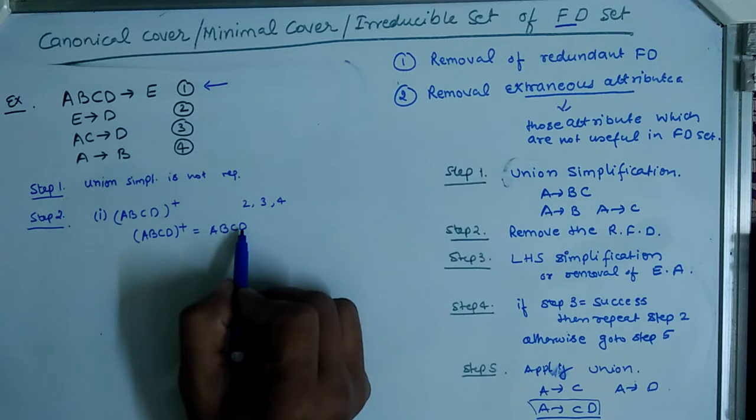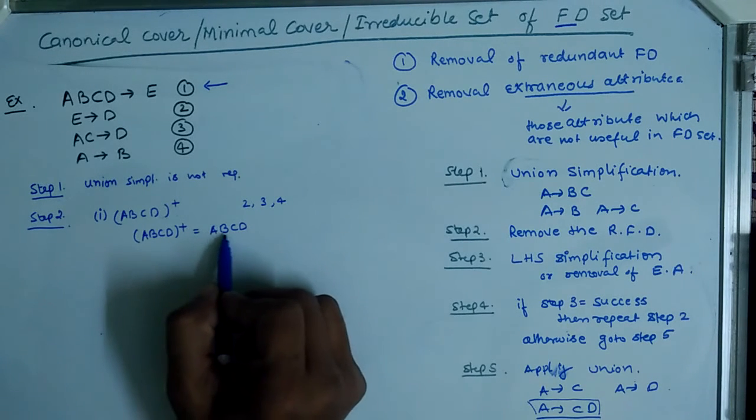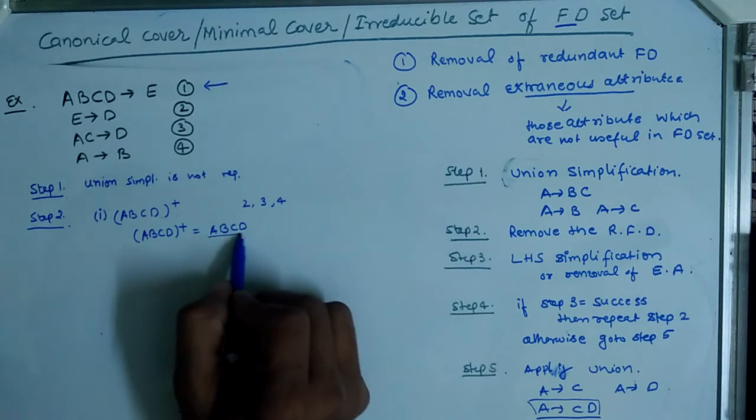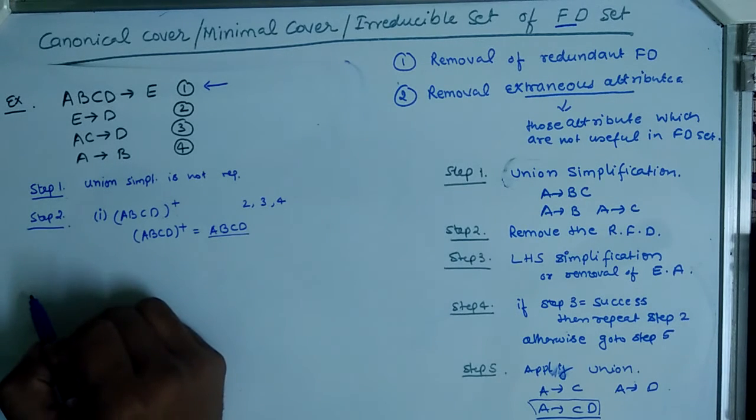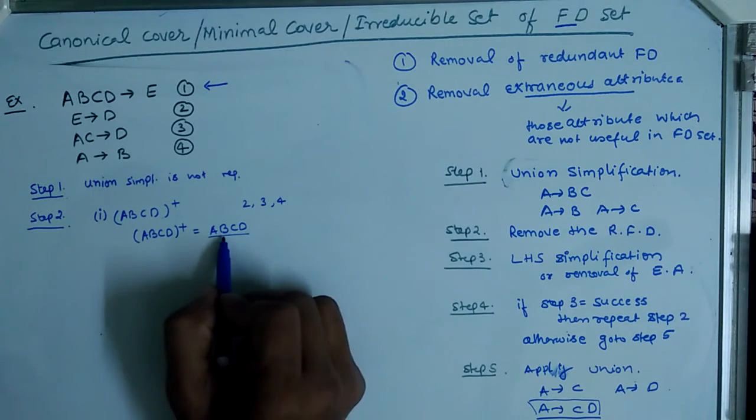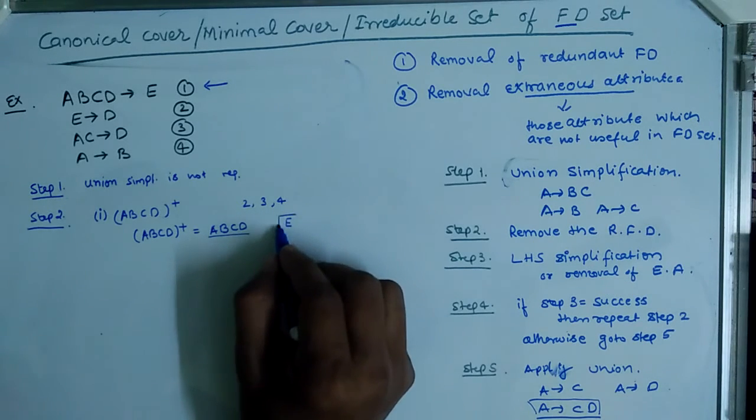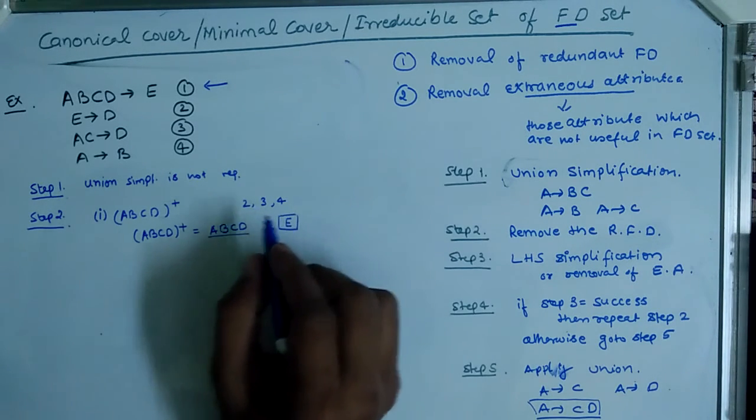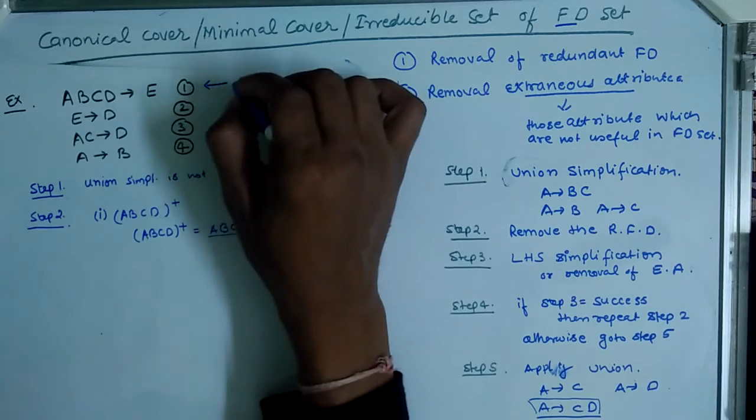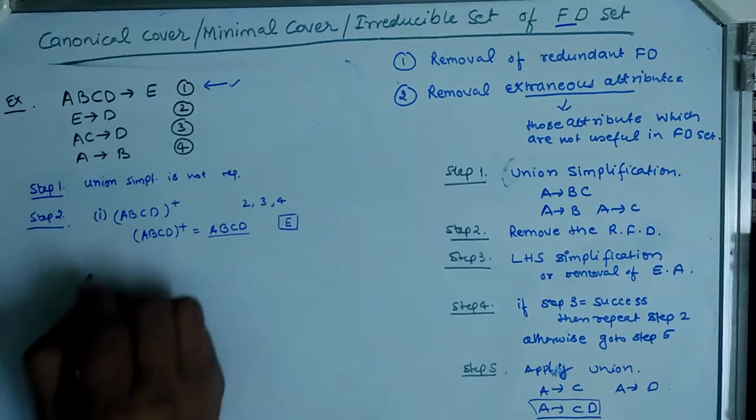From the second you cannot derive anything, and from the fourth, yes, you can derive B, which is already there. So these are the attributes which can be derived. In these attributes you cannot find E. So the first functional dependency is not redundant.